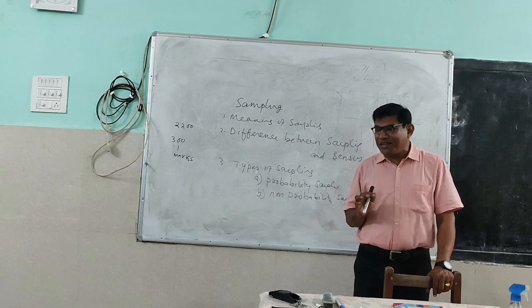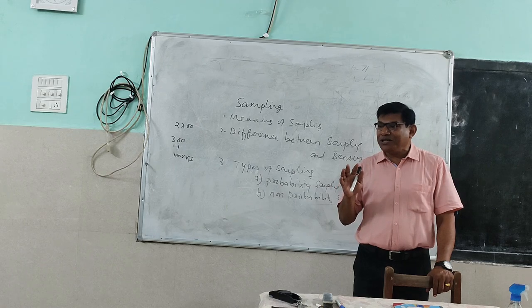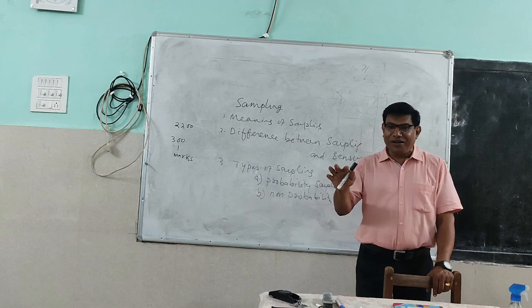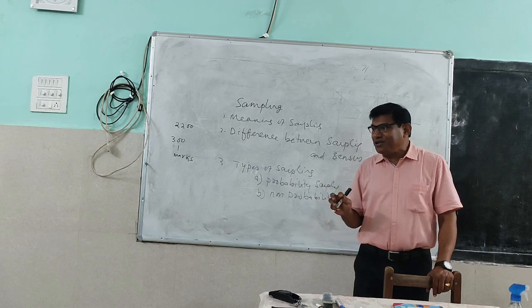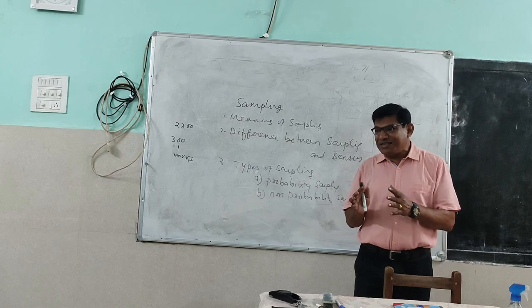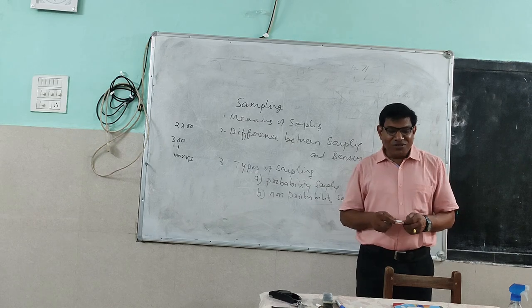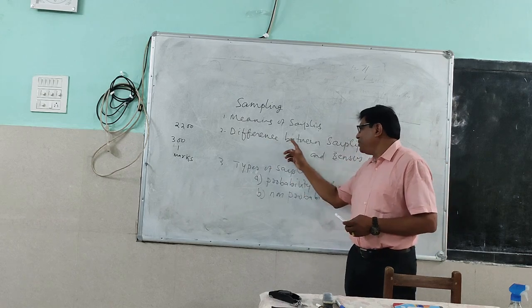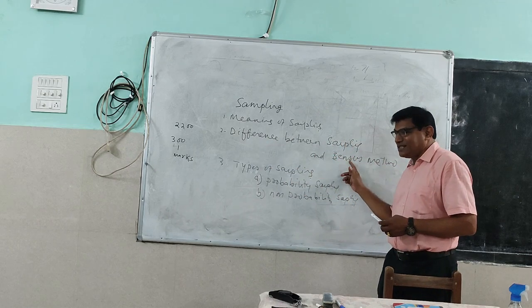Why is this method adopted? Because India has a population of 142 crores. Is it possible to go to each and every person and collect data? It's not possible. That is why we select some samples and collect data. That is called the sampling method. Okay, so what is the census method? We'll come to the second point. What is the difference between the sampling method and the census method?